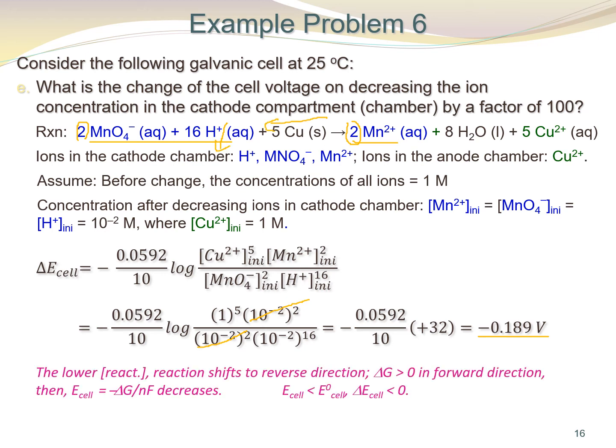If equilibrium shifts left, delta G for the forward reaction is going to be positive. If delta G is positive, E cell must be negative. E cell is negative, it has a value that's less than E0 cell, delta E cell is less than 0. So from these two calculation problems, I just want you guys to realize how we understand Le Chatelier's principle in electrochemistry.